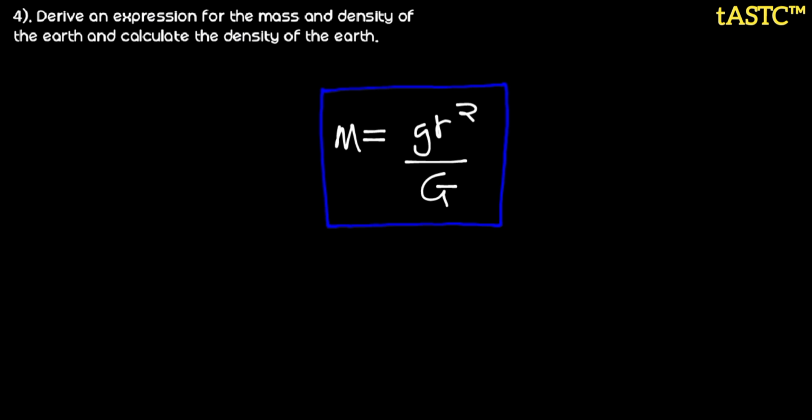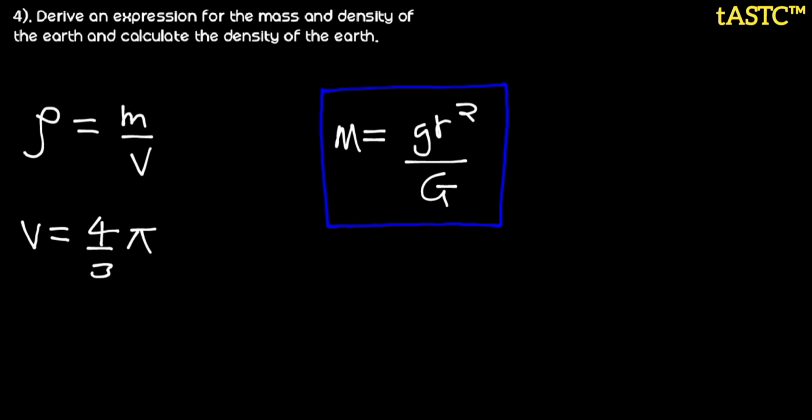Now next up, we know that the density formula is mass divided by volume. This mass is obviously the mass of the Earth, so that will be used here, and we need to find the volume. What is going to be the volume of the Earth? The Earth is approximated as a sphere, so we know that the volume of a sphere is always 4/3 multiplied by pi r cubed.